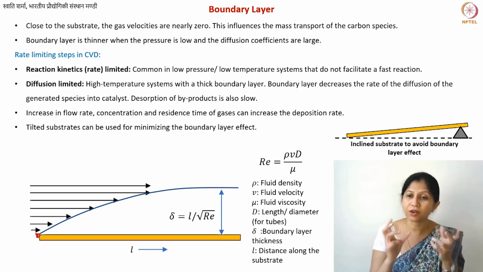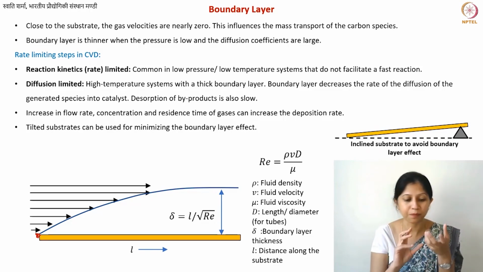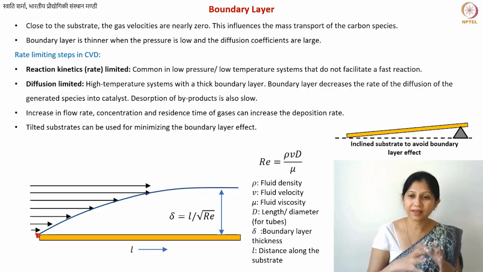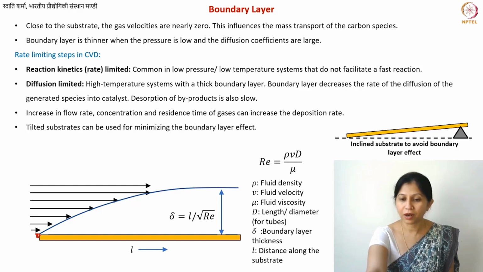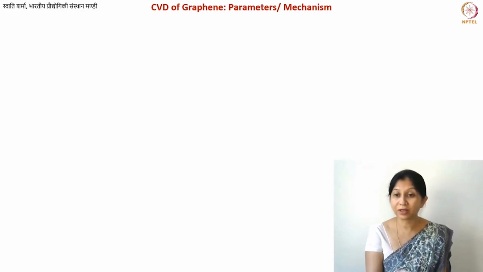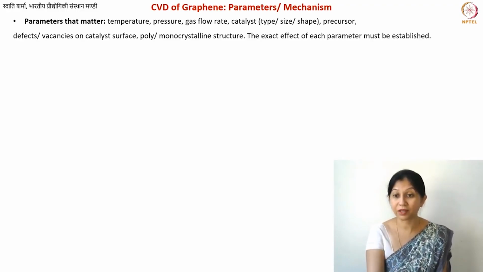So these are some other tricks. Sometimes you can also rotate your entire substrate. Then you can get the film deposited uniformly on different locations. So these are some of the things that you can do for again improving the uniformity of your film. Okay, so in continuation with that, let's now summarize what are the parameters that matter to us.